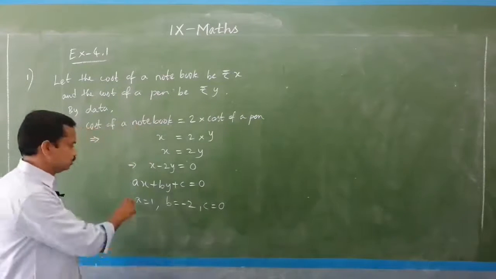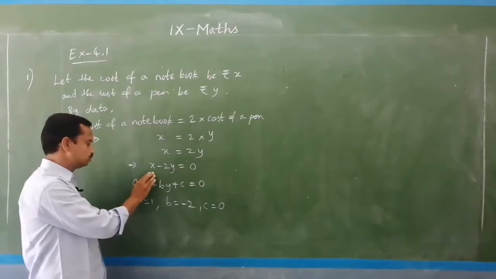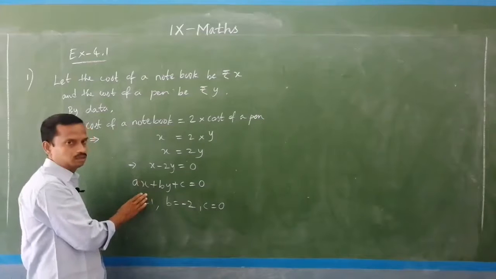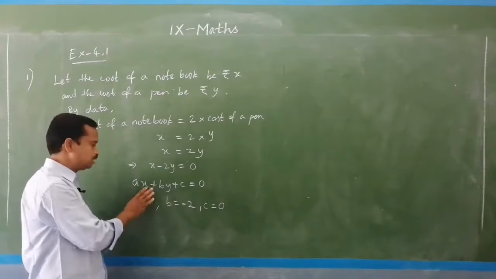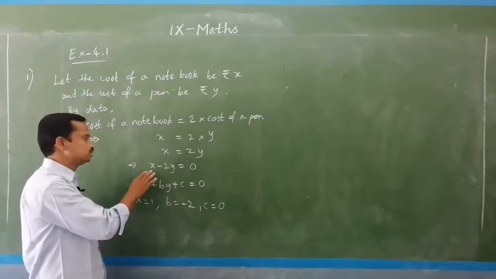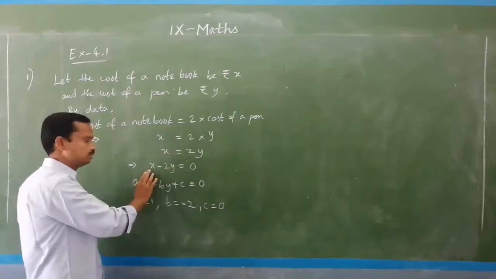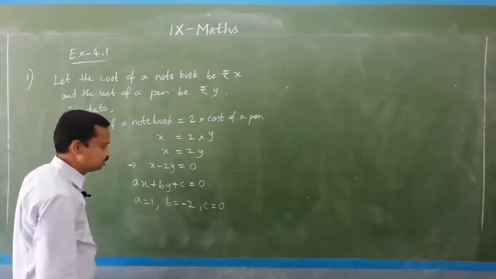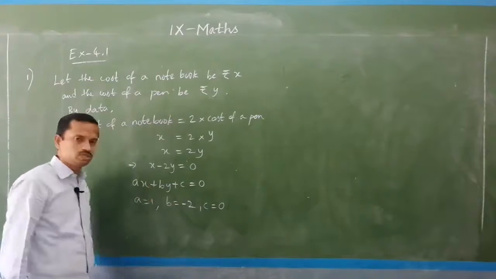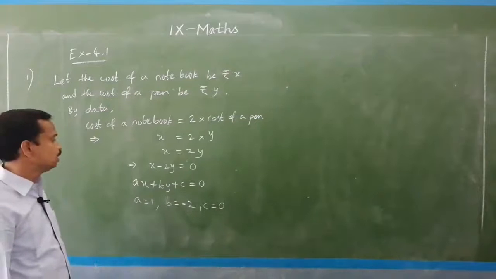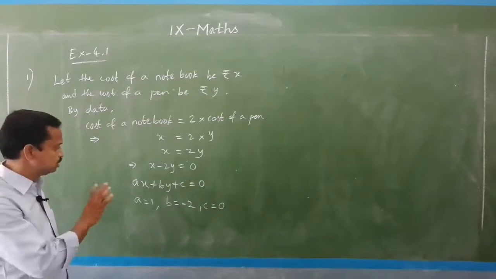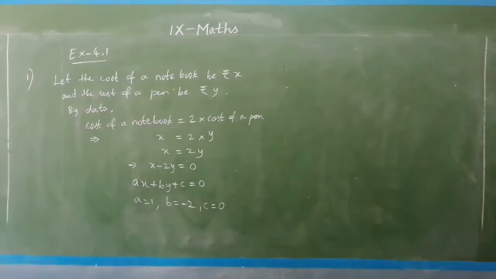Up to this the answer is over, but I am comparing with the general form and explaining how to write and why we should write in the general form of the linear equation. This is the equation we got, but you have to write like this, keeping the right side as 0, which describes the general form of a linear equation in two variables. They are asking just to frame an equation, that is all.